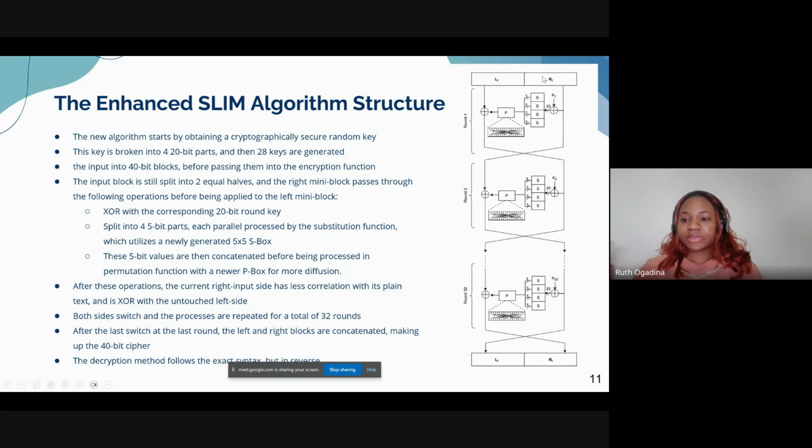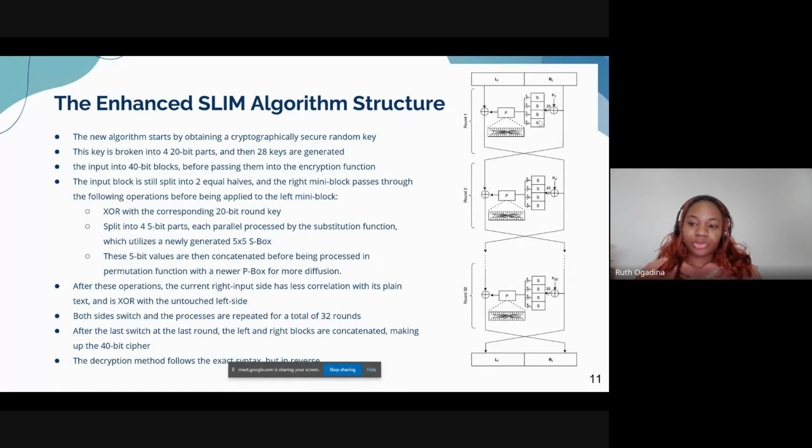As you can see, there's a difference because the input size has been increased from 32 bits to 40 bits, and the substitution box now makes use of 5 by 5 substitution boxes. And this substitution box went through a series of security analysis, as it was non-linear and there's no correlation between each number that is in the substitution box. And because of this, it has improved the diffusion of the ciphertext generated by the algorithm.